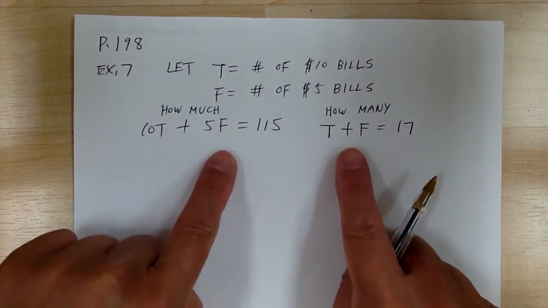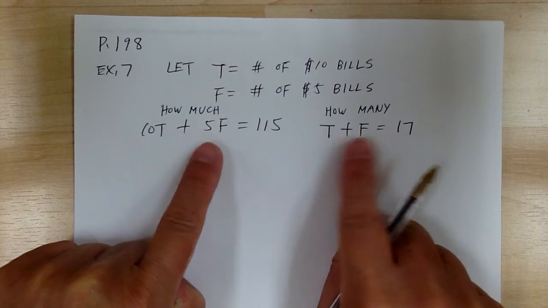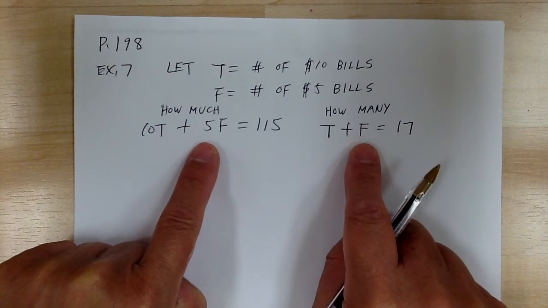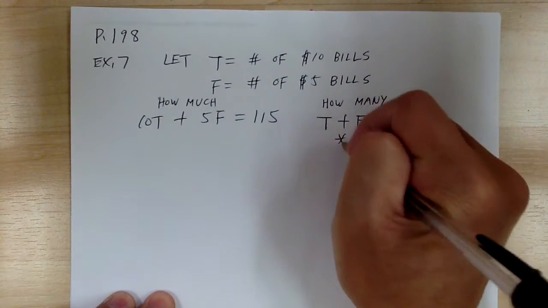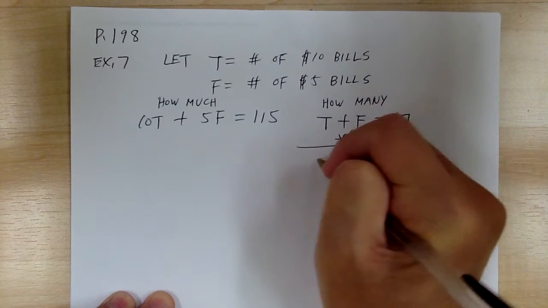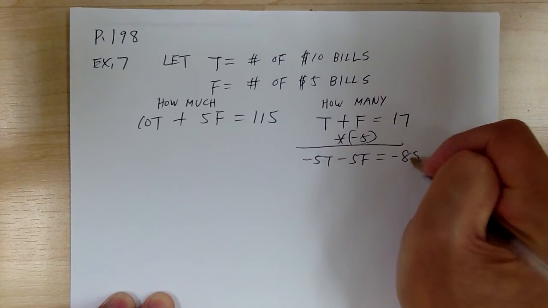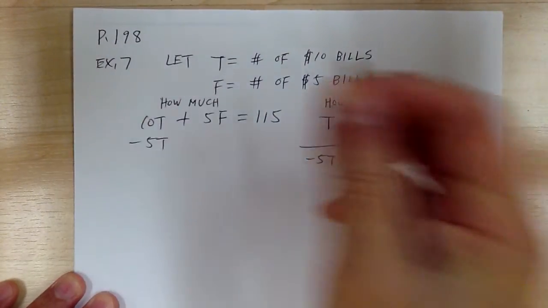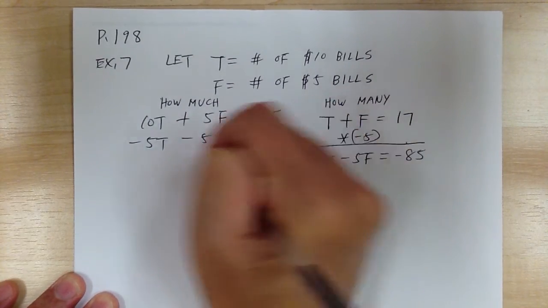Now you need to use the elimination method from chapter 12 because the two equations look similar. You want to eliminate the lower variable, to make it a little bit easier. So you want to eliminate the f. Go ahead and multiply by -5. So you get -5t minus 5f equals -85, and you put this underneath here.